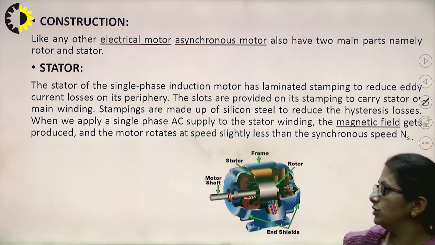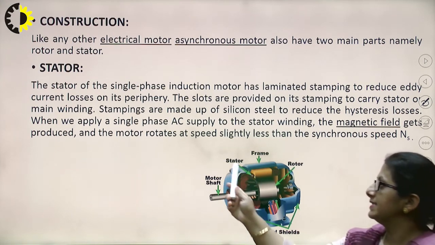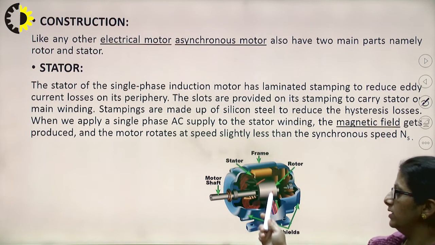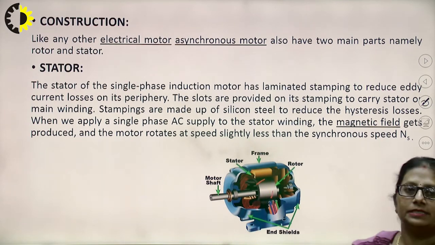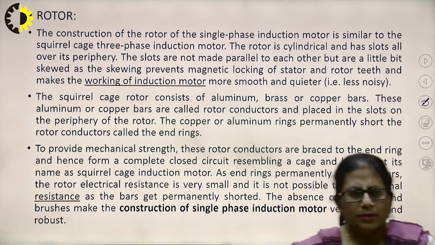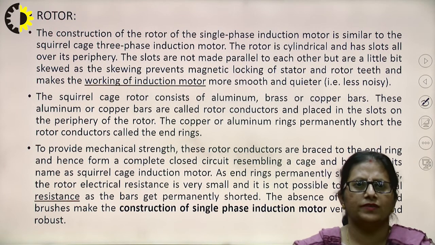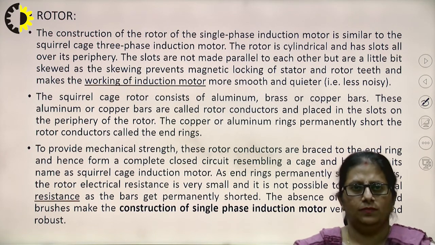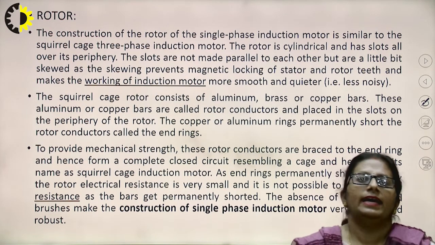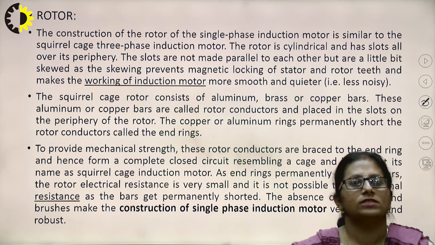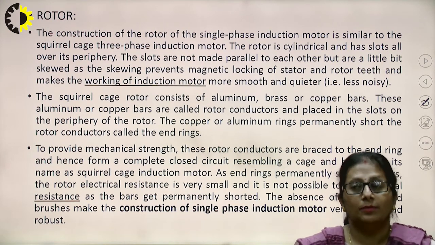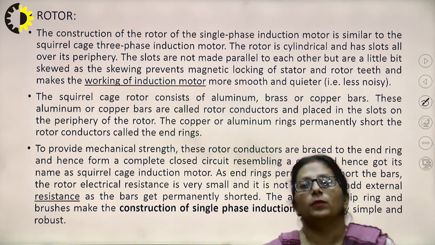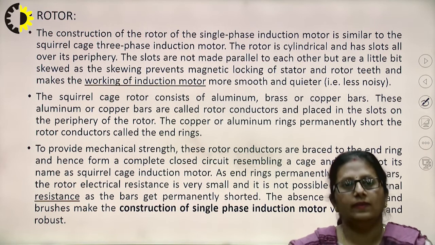Going for the construction: the motor shaft, these are the stator, the frame, this is the rotor, the steel part, these are the end shields. Coming to the rotor, the construction of the rotor of the single-phase induction motor is similar to a squirrel cage three-phase induction motor. The rotor is cylindrical and has slots all over its periphery. The slots are not made parallel to each other, but they are a little bit twisted, a little bit of skewing is done to prevent magnetic locking. We have seen that, right.